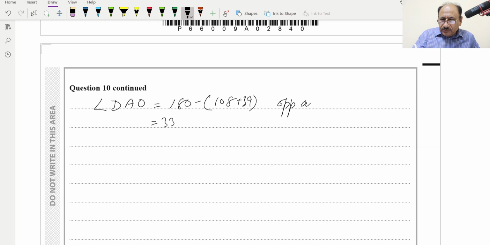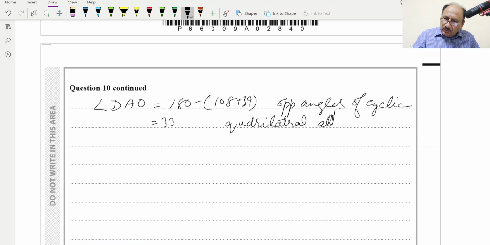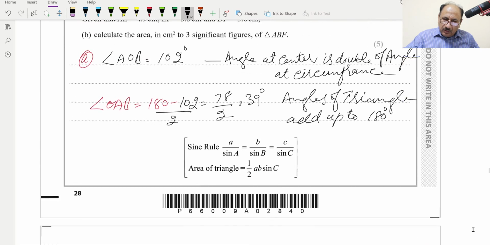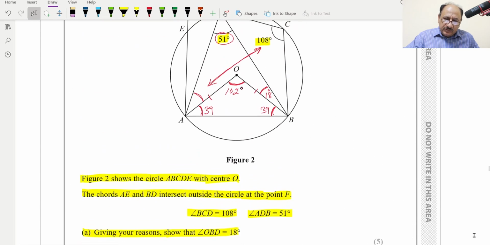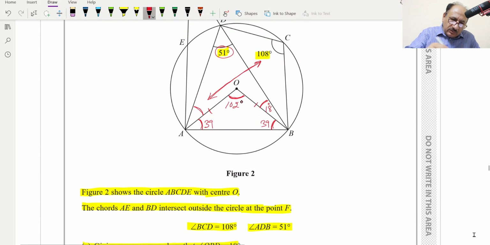Opposite angles of a cyclic quadrilateral add up to 180 degrees. And then after finding this one, this is 33 which we have just found, so we can write here this angle will be 33.